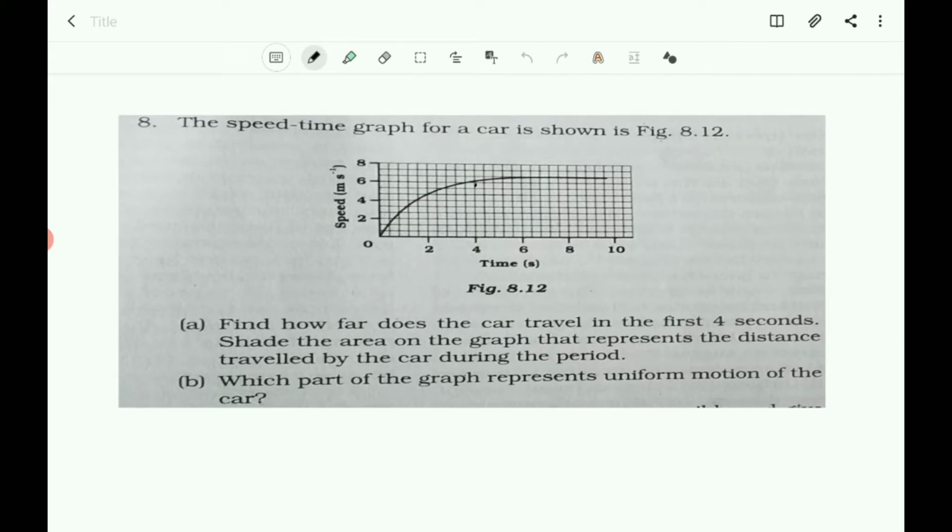Find how far the car travels in the first 4 seconds. Shade the area on the graph that represents the distance traveled by the car during this period. Which part of the graph represents uniform motion of the car? And how far does the car travel in the first 4 seconds?